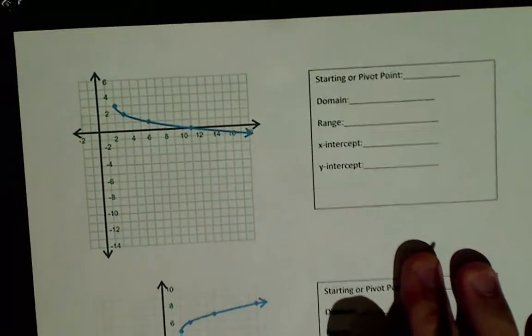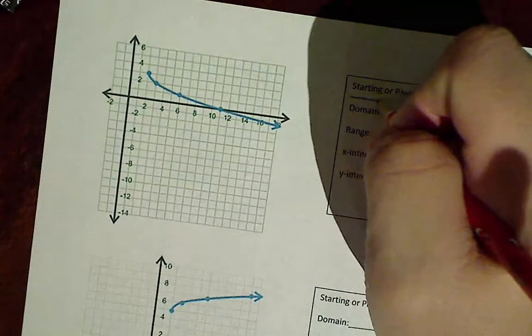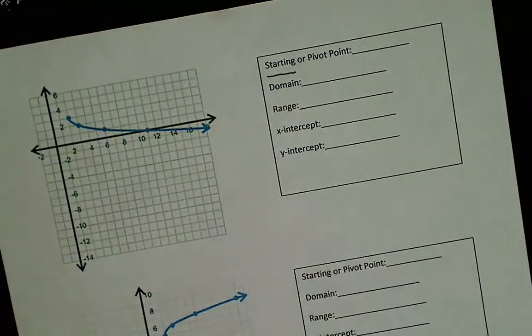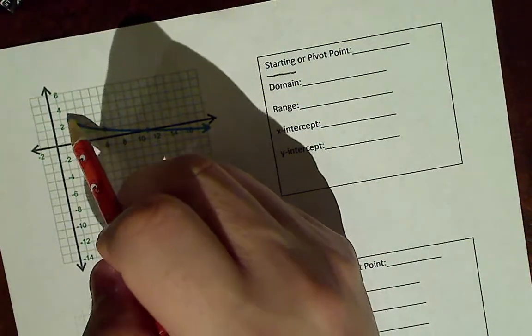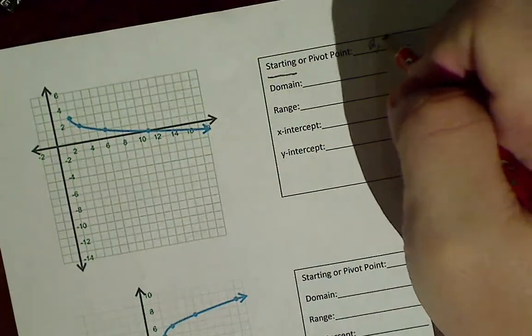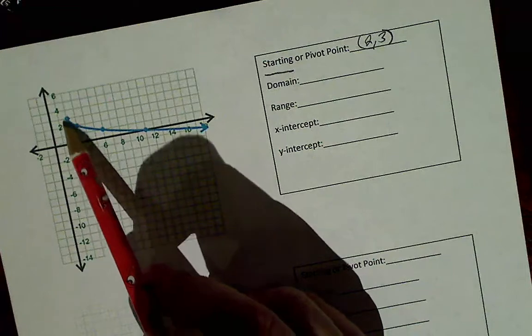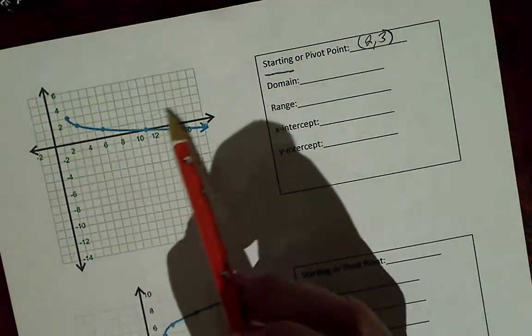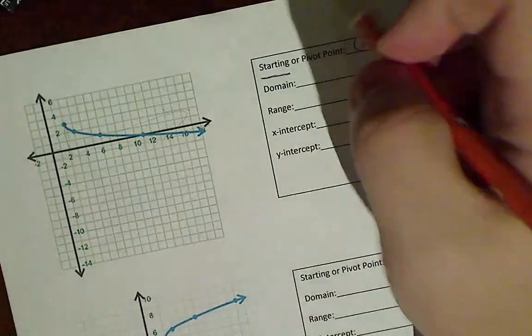Two more. Okay. Starting point or pivot point. In this case, it's my starting point. Okay. It looks like it's going to sit at 2, 3. My domain looks like it goes from this point, this direction. So those are going to go from 2 to infinity.